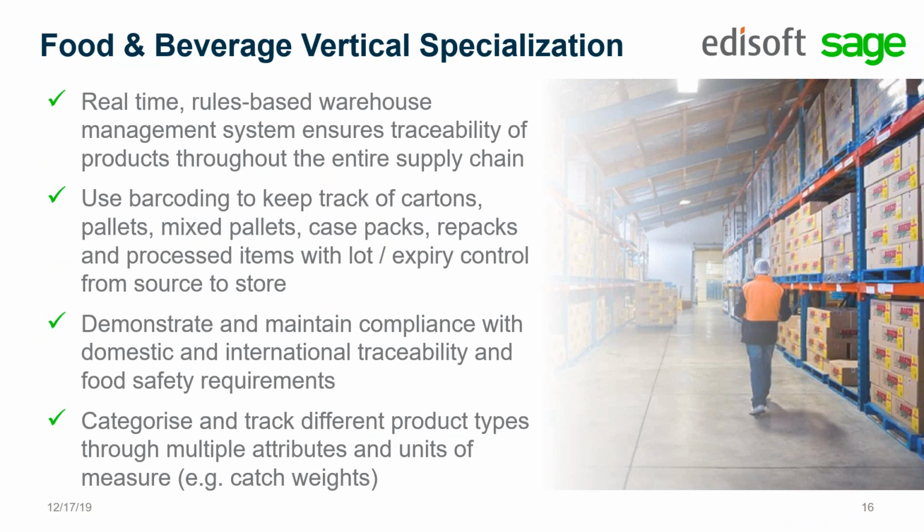So I did say we would do a little bit of a slant or tilt, if you will, on food and beverage in particular, and we'll get into a couple case studies in just a moment. But what I'd like to highlight here are some of the key food and beverage vertical specific business requirements that are built into our platform. Okay, so specifically within the warehouse, being able to track or have traceability of products throughout the entire supply chain.